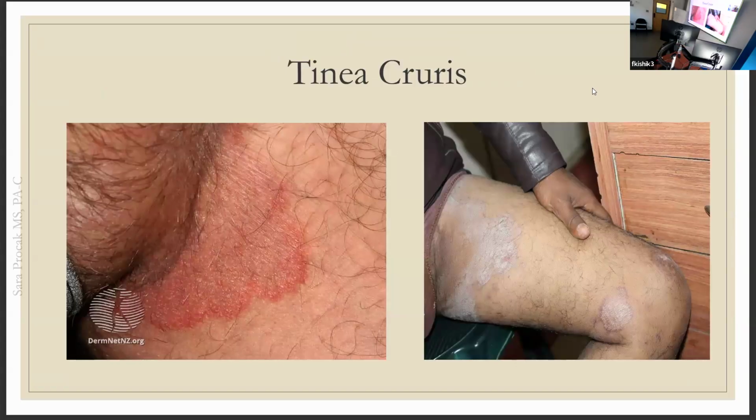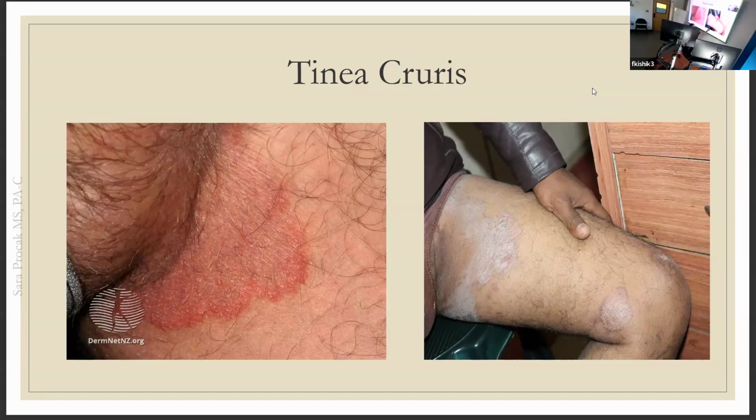Tinea cruris, exact same presentation of the lesion that we just talked about, that annular lesion. Erythematous raised borders, peripheral scaling, central clearing. It's just going to be in the groin area or inner thighs. Sometimes it's unilateral, sometimes it's bilateral. You can get both. This is also called jock itch. We're going to see it more in the spring and summer where people are just sweating more.